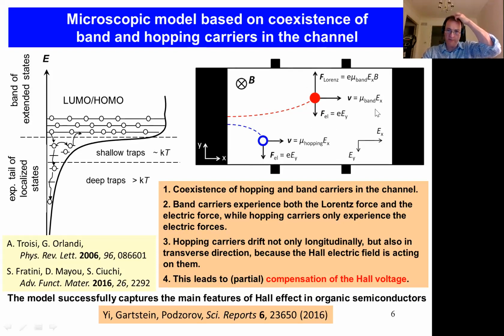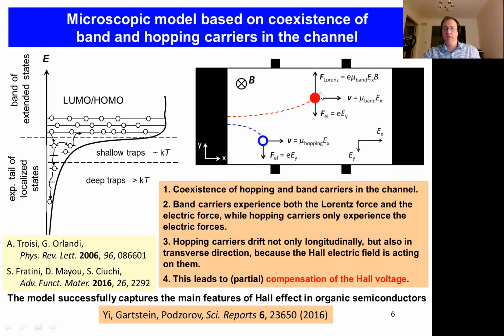So here in this cartoon, I'm showing this situation by these two dots. This red dot represents a band-like carrier that is moving in the band, which experiences both the electric forces and the Lorentz force under Hall effect measurement conditions. This blue open circle represents a hopping carrier that is moving in the tail, in the localized states. So the hopping carriers do not experience Lorentz force. They only experience electrostatic forces.